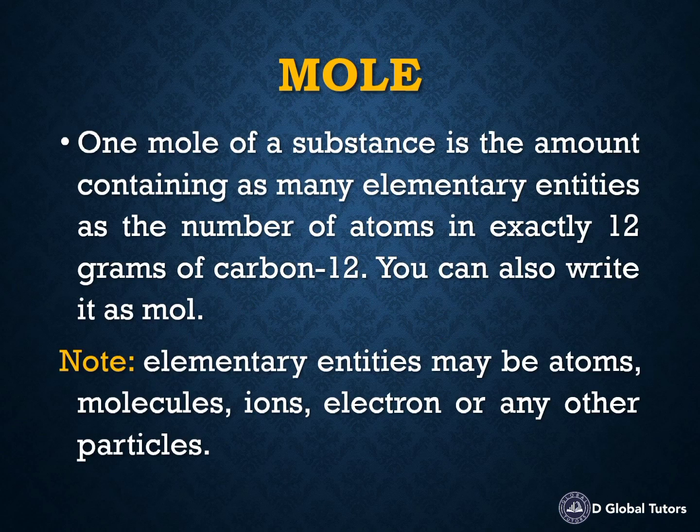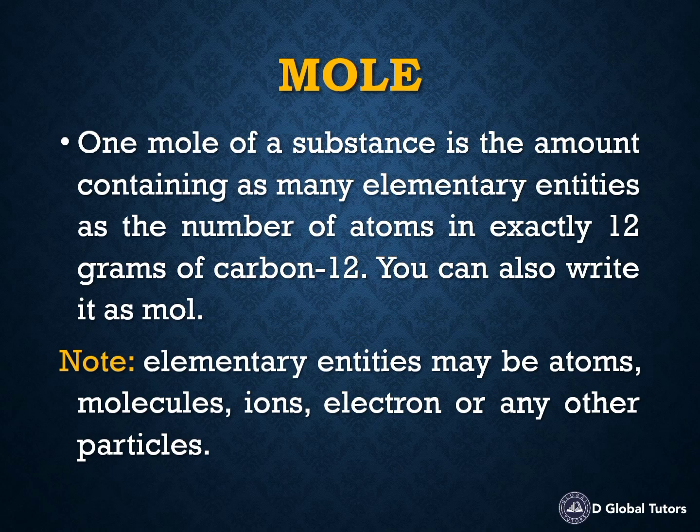Next, we have mole. 1 mole of a substance is the amount containing as many elementary entities as the number of atoms in exactly 12 grams of carbon-12 isotope. Now, what are we saying? We are saying that 1 mole of a chemical substance is that quantity of it that contains as many elementary entities as 12 grams of carbon-12 isotope.